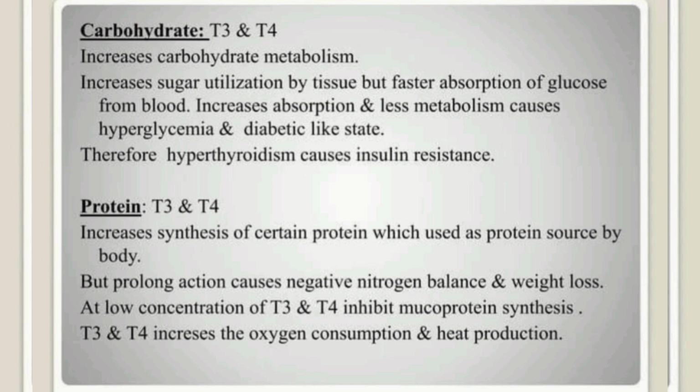T3 and T4 increase carbohydrate metabolism and increase sugar utilization by the tissue, but also faster absorption of glucose from the blood. So T3 and T4 are responsible for carbohydrate metabolism and increase sugar utilization. Increased absorption and less metabolism cause hyperglycemia and a diabetic like state. Therefore, hyperthyroidism causes insulin resistance. This point is very much important.